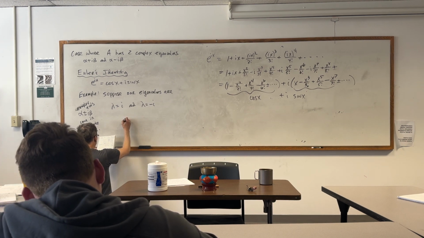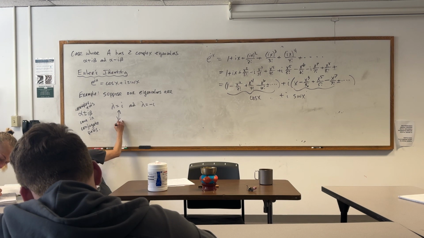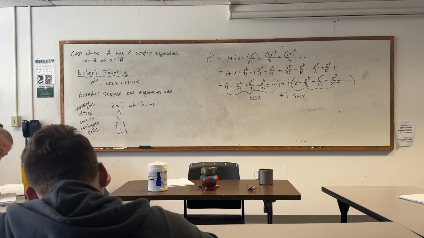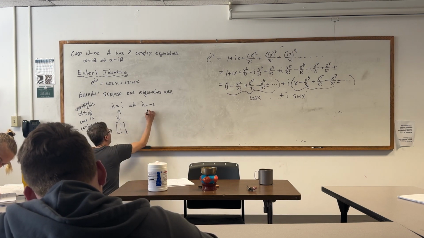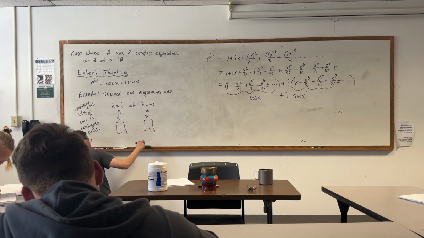And then these have corresponding eigenvectors. So the vector that corresponds to lambda equals i is (1, i). You've actually done a little bit of this, I think. I had you dig some of these up on your own. And then for negative i, the vector is (1, minus i).